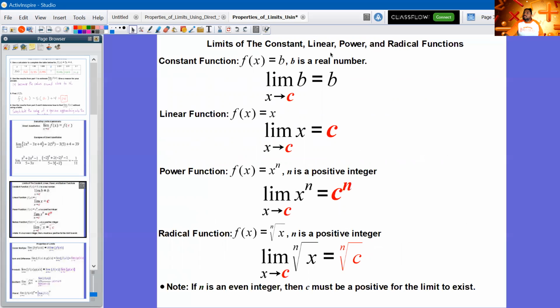So here are some properties, okay? The constant function, so to take the limit of a constant function is just simply write down its constant. So the limit of a constant is just itself. The limit of a linear function, all you're doing is plugging the value of c in for x. Vice versa, if you have a power function, just plug in for x. Radical function, substitute, plug in for x, however you want to say it.